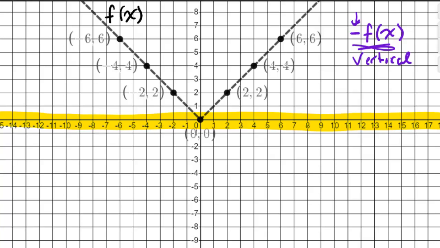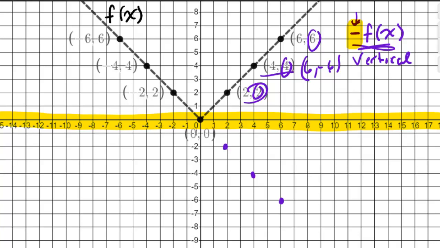So putting a negative on the outside like you see here, all that says is go to every one of your y values here and make them negative. So this point over here would be 6, -6 instead of 6, 6. So if I go to 6, -6, you can see that I have a dot right here. Same thing for the 4. 4, -4 would be here. And then the 2, 2 will become 2, -2.